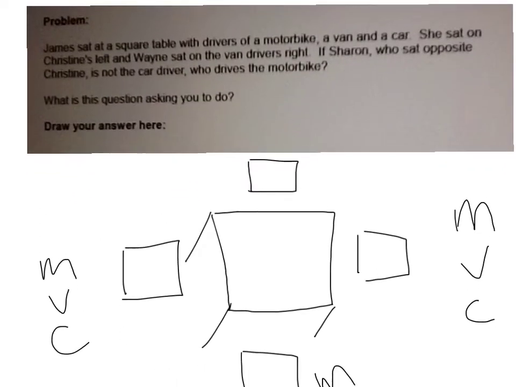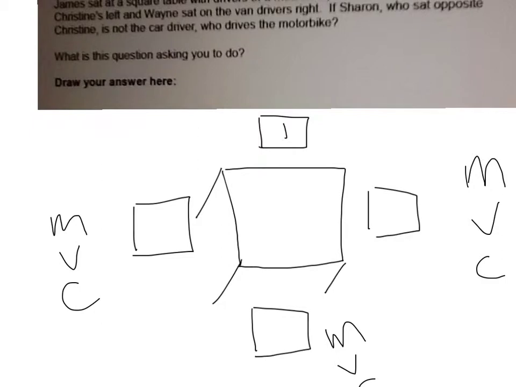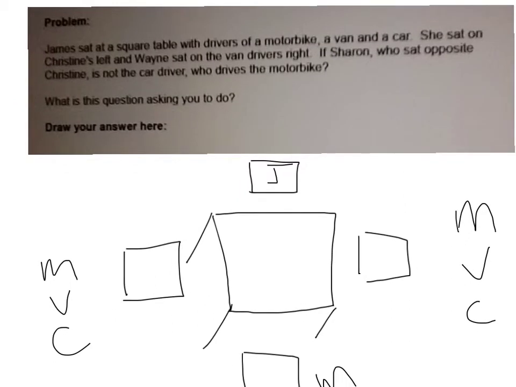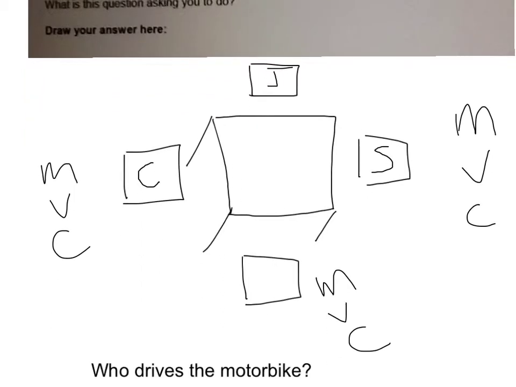So we're going to start with James. So we'll say that James is sitting here at the table. He sits on Christine's left. So if I look at this, on the left of Christine is James. And Wayne is sitting on the van driver's right. We don't know who the van driver is yet, so we're not sure which chair Wayne's sitting at. And Sharon is sitting opposite Christine. So we can put her opposite Christine, which means we're going to have Wayne sitting here.